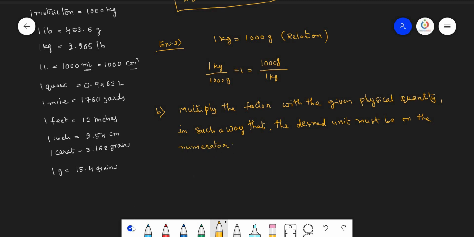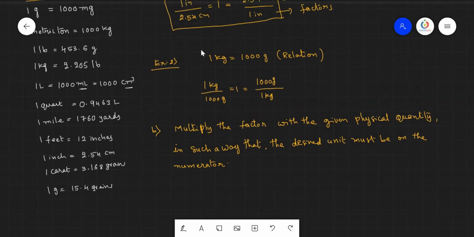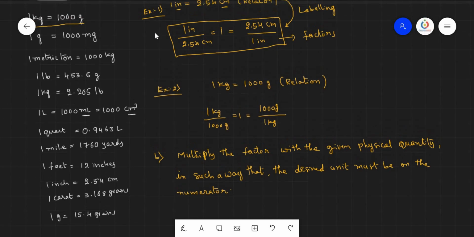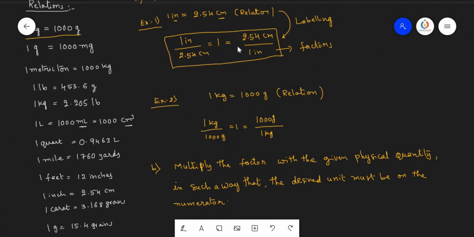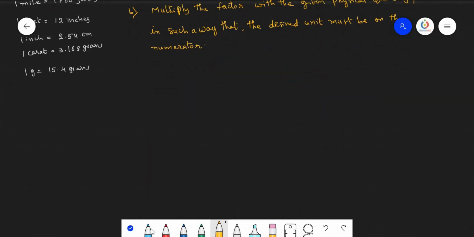Now we have come to the end. I'll tell you how to write and how to convert. See here, the relation between inch and centimeters was given: 1 inch equals 2.54 centimeters, and we have written it in the form of factors. Now in the example they are asking to convert 6 inches into centimeters.